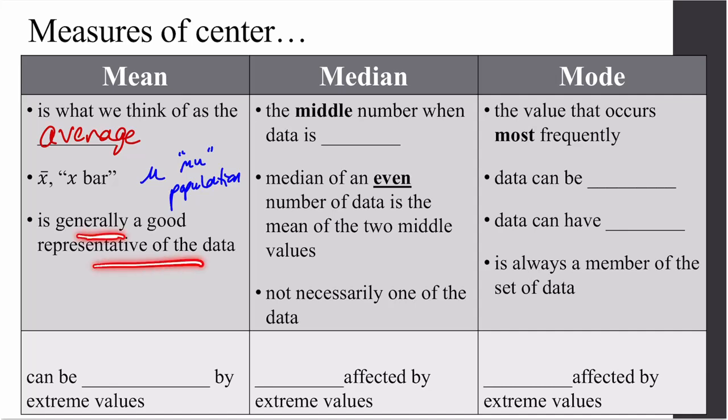If you're trying to describe a whole set of data, well, how did everybody do on the test? Yeah, they did all right. The mean was an 85 or whatever. But as I mentioned before, the mean can be influenced by extreme values.